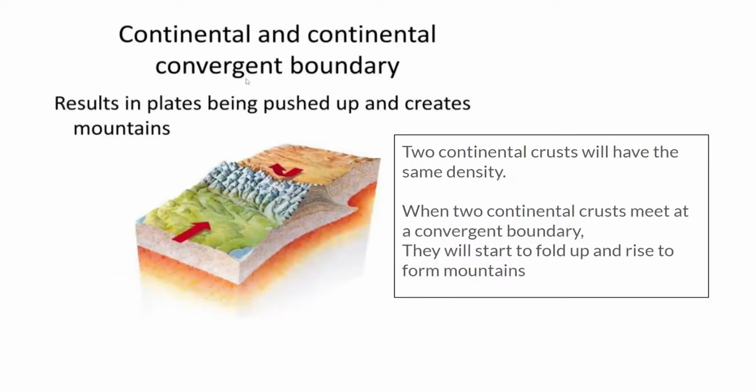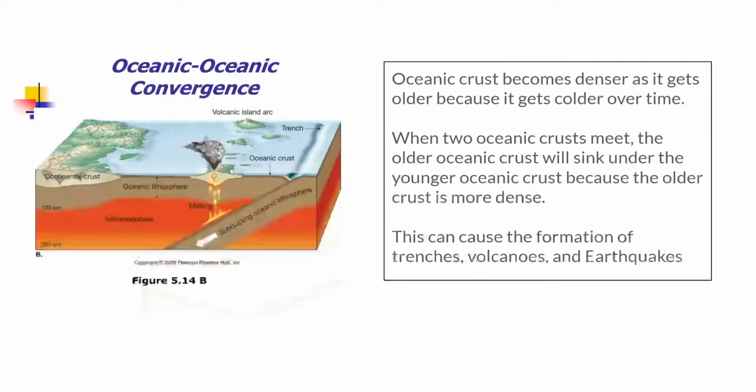Now, what happens if a continental and a continental plate collide? If two continental crusts or plates collide or come together in a convergent boundary, they both have the same density because they're both continental crusts. So, what's going to happen is they're going to both rise, creating these mountain ranges.